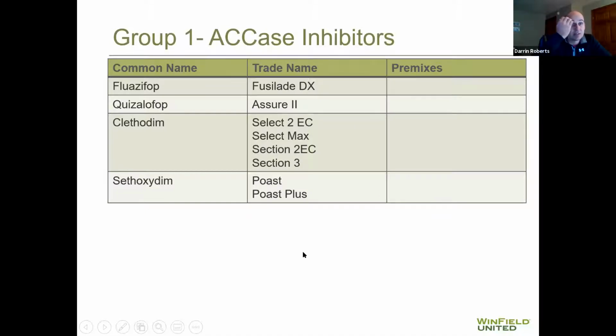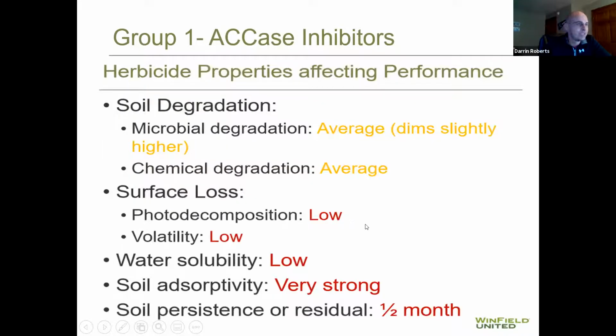Some key products that fall under this first group, we've already kind of mentioned them. Fluazifop, that would be Fusilade. Some of the other ones, Clethodim. A lot of the common products are here, Select Max, Section 3. And then we also have Poast and Poast Plus fall into that category as well.